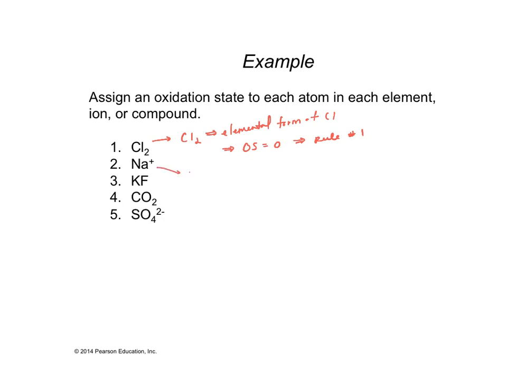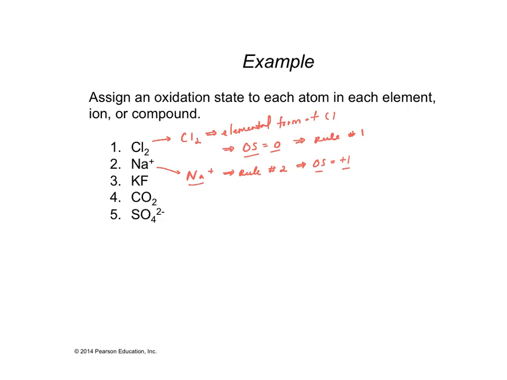Number 2, we've got sodium, and this is a sodium +1 ion, right? So this goes back to rule number 2, which states that if you have a monoatomic ion, the oxidation state is just the charge on the ion. So the oxidation state of sodium here is just going to be the charge of the ion, so this is just a +1. Okay, so anything in its elemental form is 0. Anything that is a monoatomic ion is going to have the same oxidation state as the charge on the ion.